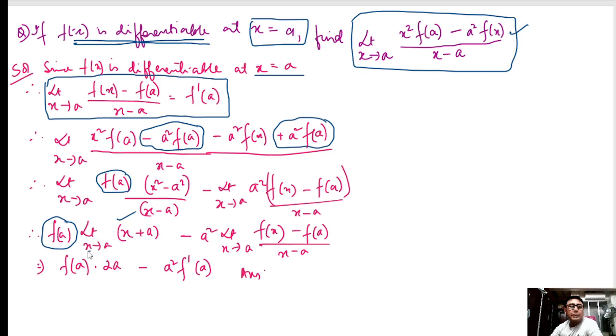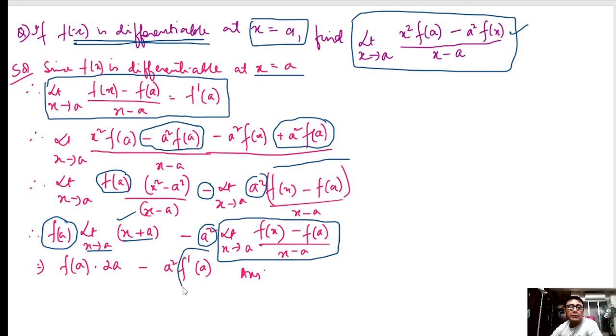We have to apply the limit x tends to a in this part. Similarly, in the next part, if I take a minus common, and then if I take a square common, I will write like this. So a square goes out. Now this part is f dash a. This part is f dash a. Okay, and here if I put x tends to a, it becomes 2a. So this is our answer. f(a) into 2a minus a square f dash a. This is our answer.